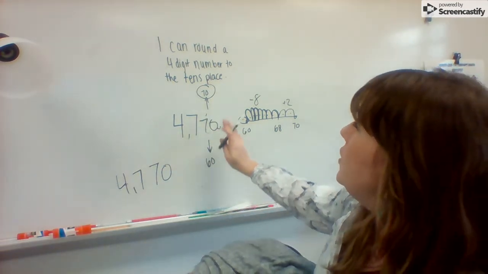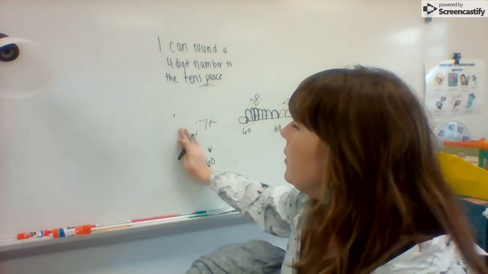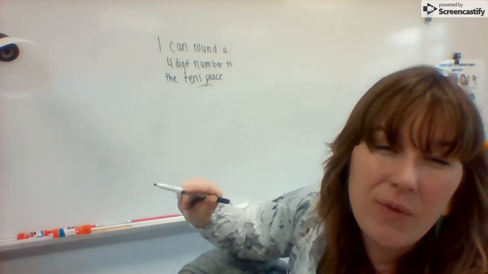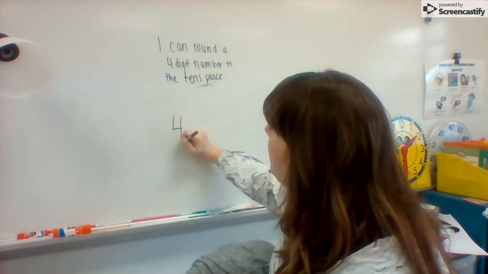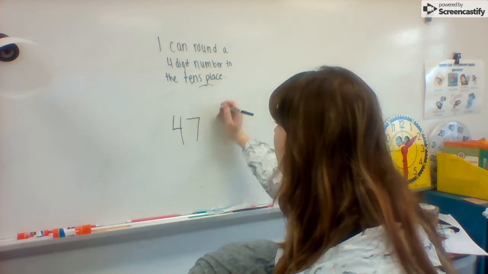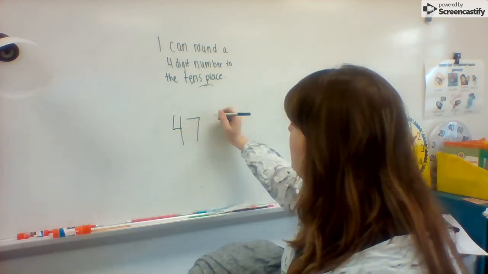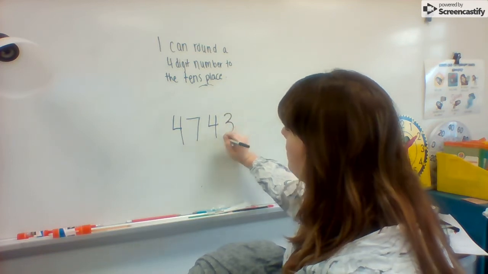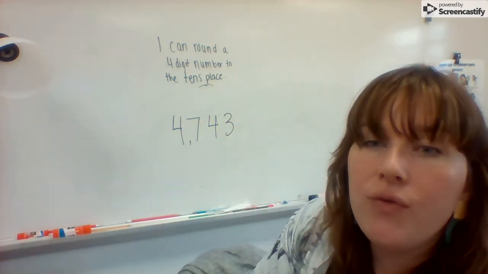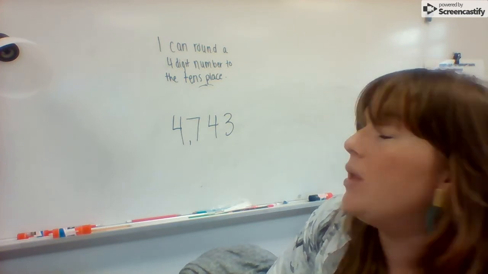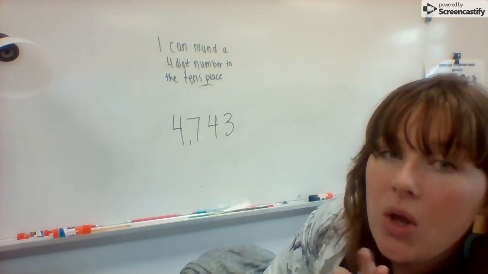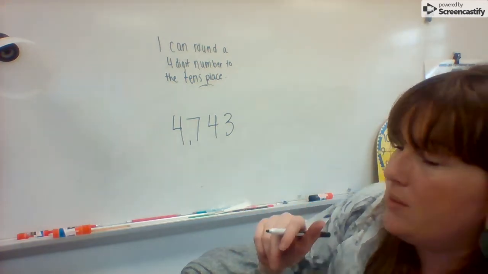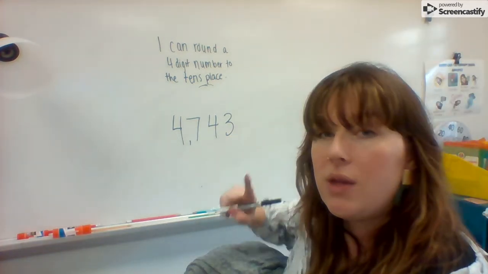The next one I'd like for you to try on your own. I'm going to put a number up here. I want you to try and see if you can solve it on your own. So you're going to pause the video once I write it and try to do it on your own. 4,700. You're going to round 4,743 to the nearest 10. Your code word, by the way, for this one is tens. Pause your video, try it on your own.